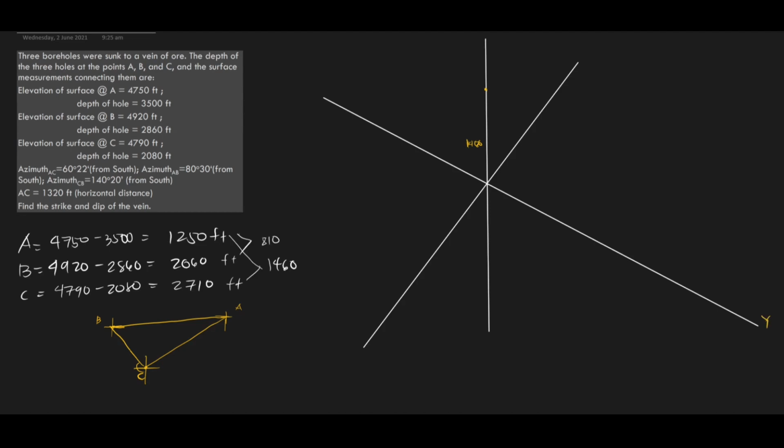And then the second highest point should be along our Y. So this is our Y, and this is our X, and this is our Z. And then that would be B, and B should be along our Y, right?